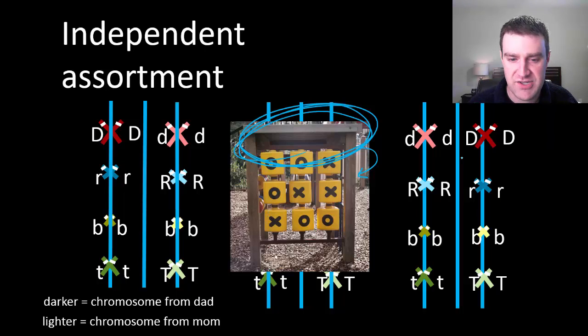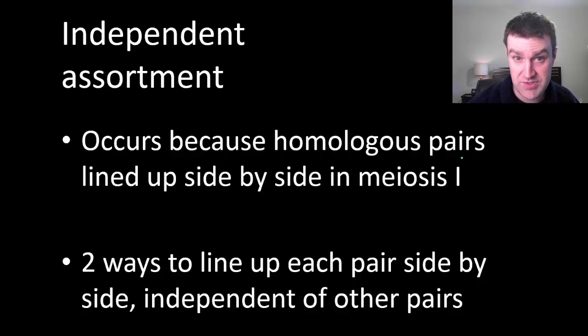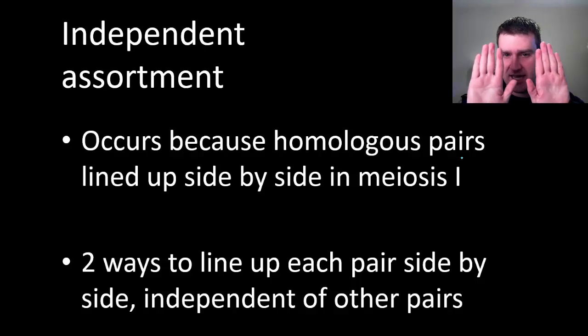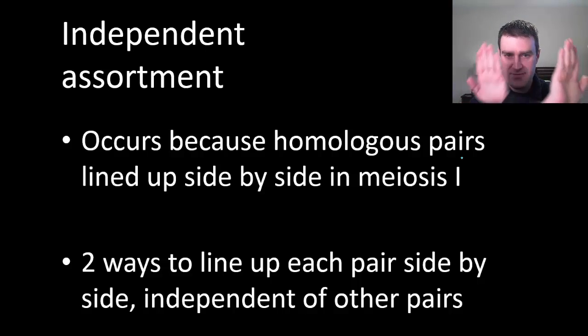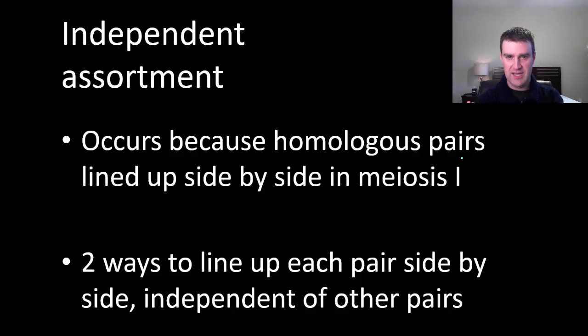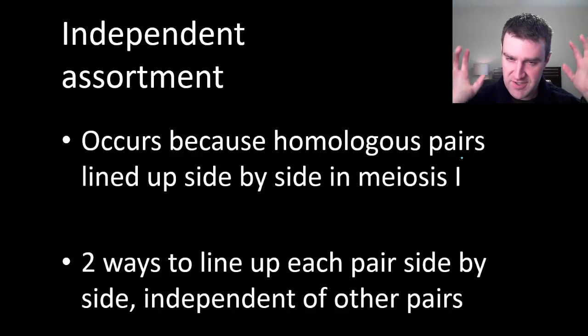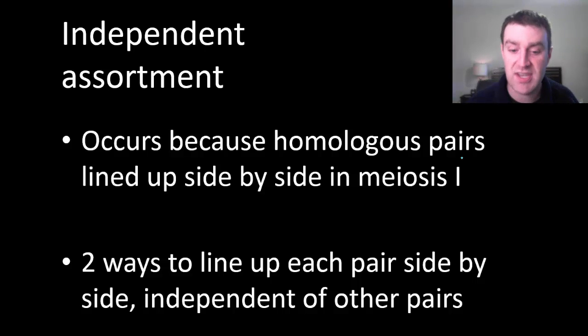And here's my way to try to explain that with words, in case you want to pause the video and jot this down. The key is that because we're lining up the homologous pairs side by side, we can line them up two different ways every time. So every cell that starts this process might line them up a different way and get different end results every time. Okay, so that's independent assortment.